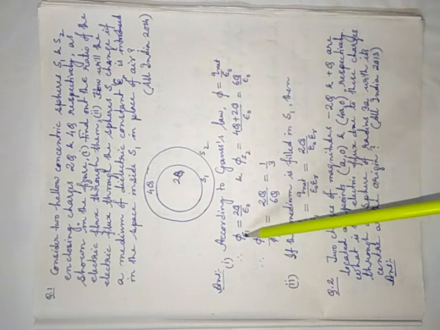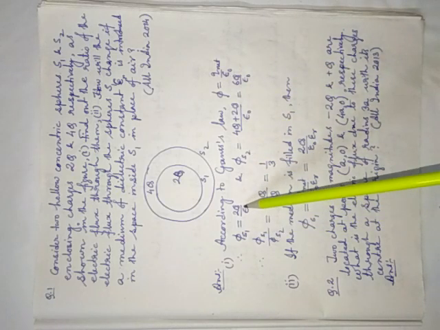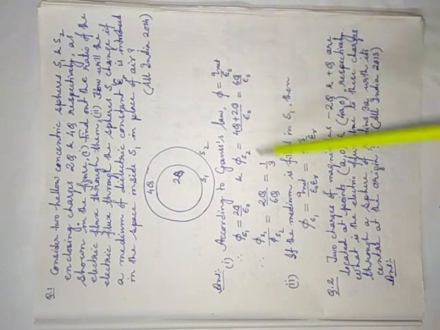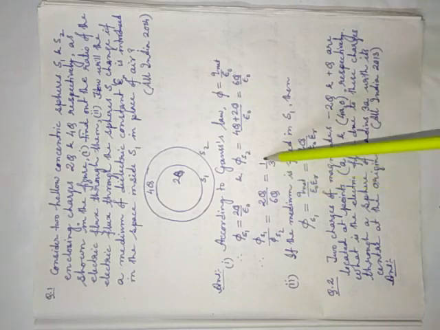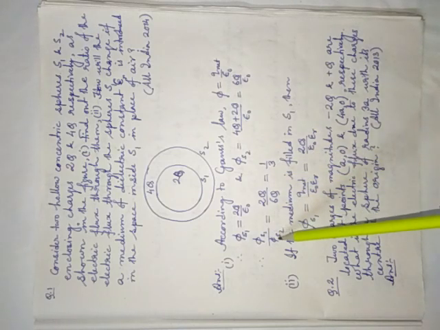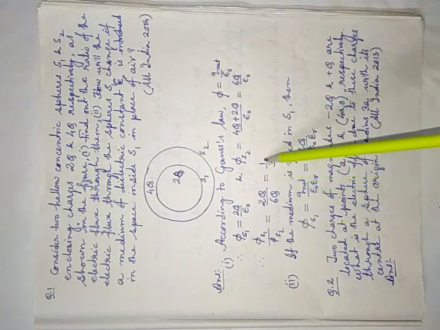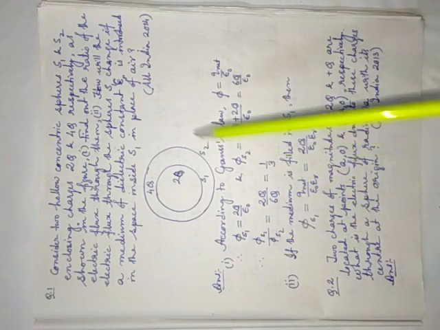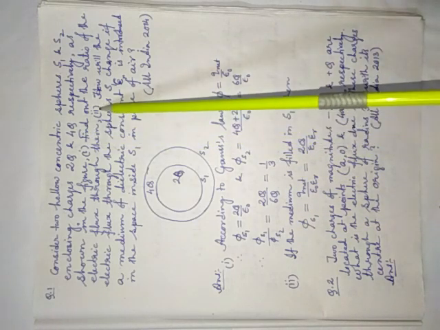Now the ratio is phi S1 divided by phi S2, which is twice q divided by 6q. Epsilon naught cancels, and q cancels. That means ultimately you will get 1 by 3. That means phi S1 is to phi S2 equal to 1 is to 3. Okay, this is the first question, and let's see the second question.